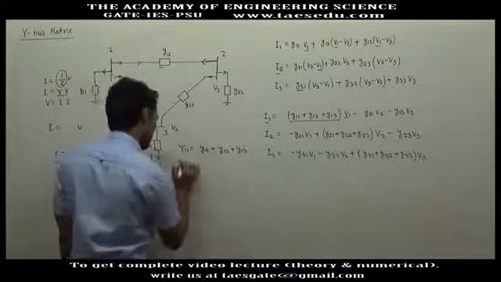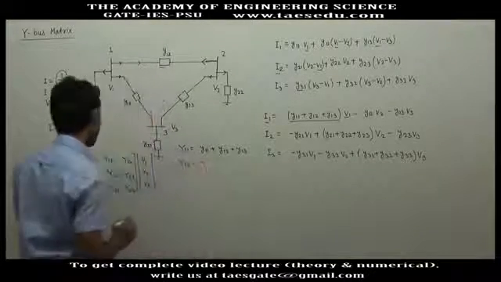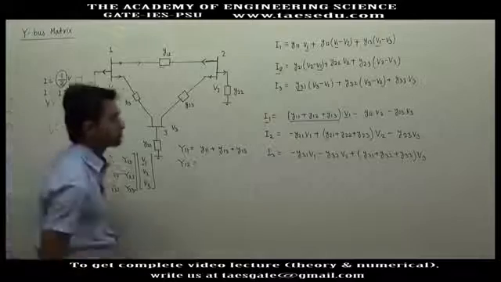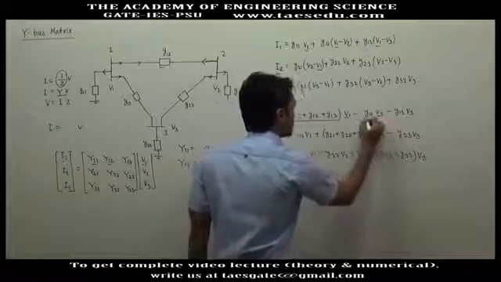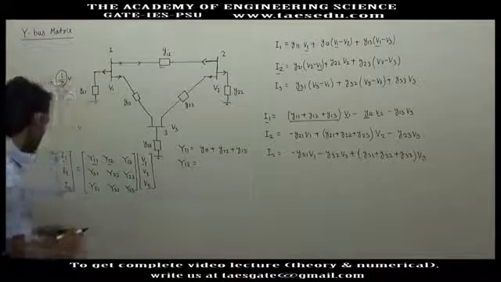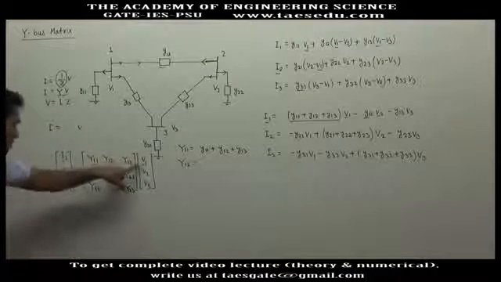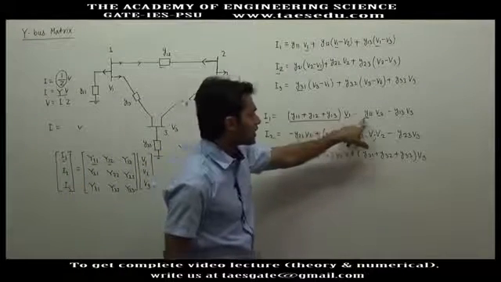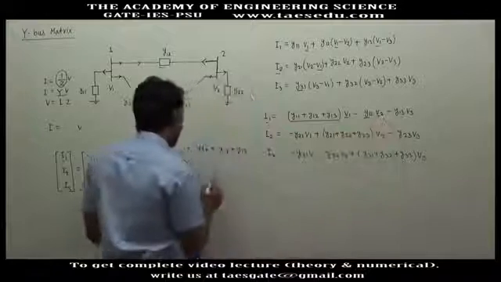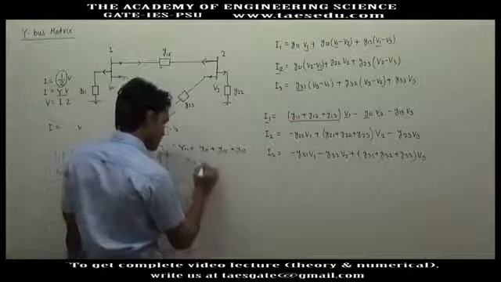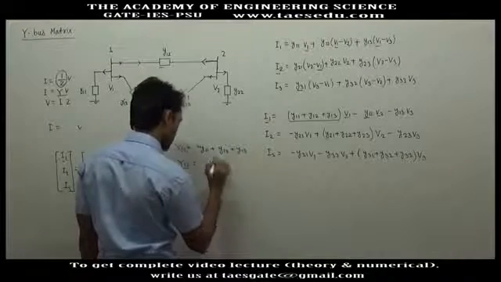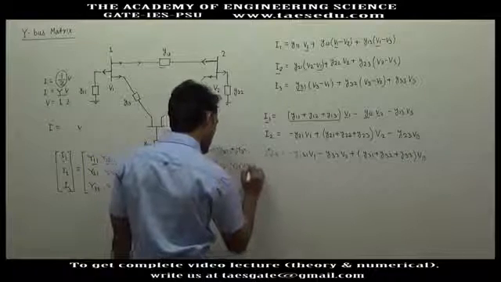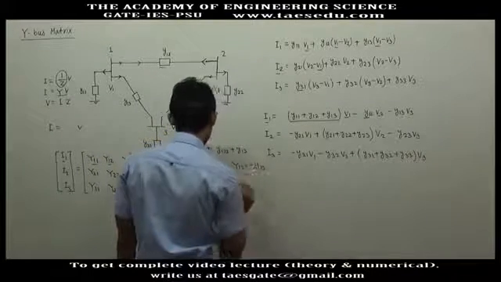Okay. What will be capital Y12? Capital Y12 is the relationship between I1 and V2. When you multiply it, you will write Y11 V1 plus Y12 V2. So Y12 V2 is minus small y12 V2. So capital Y12 will be minus of small y12. Similarly, capital Y13 will be minus of small y13.